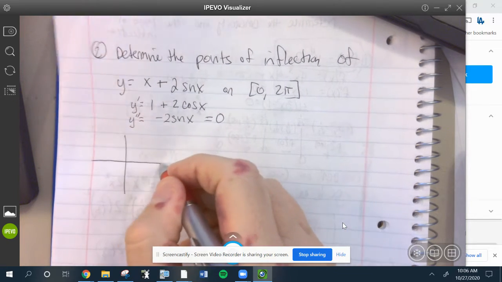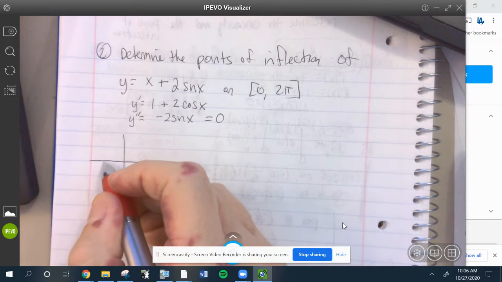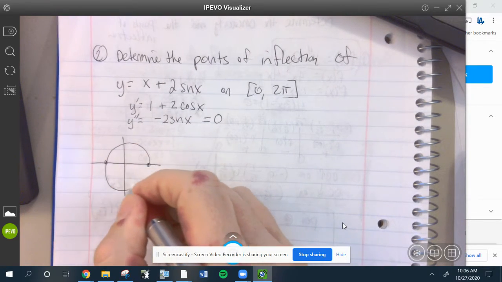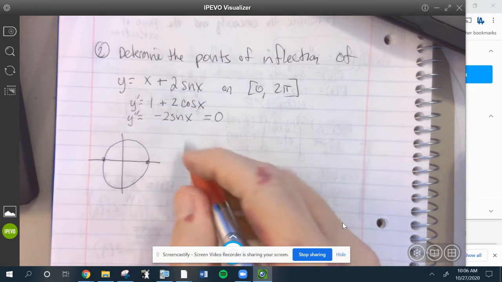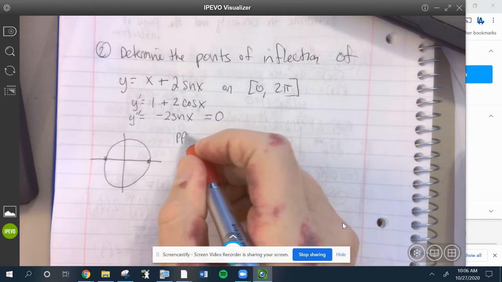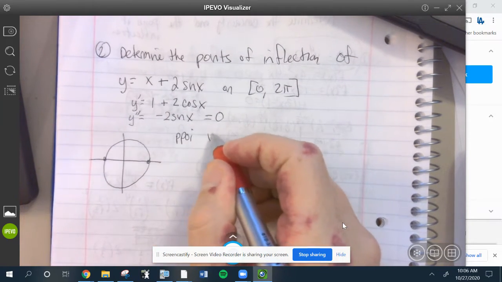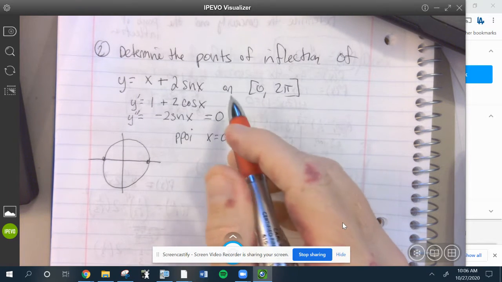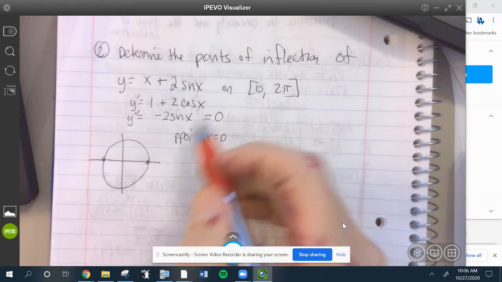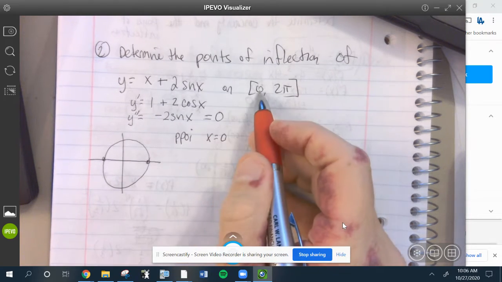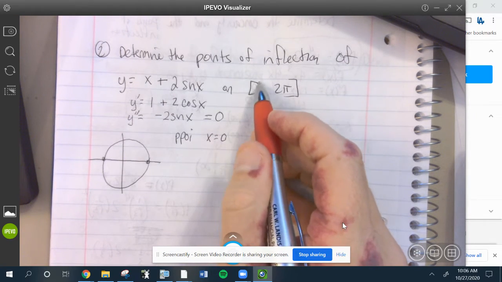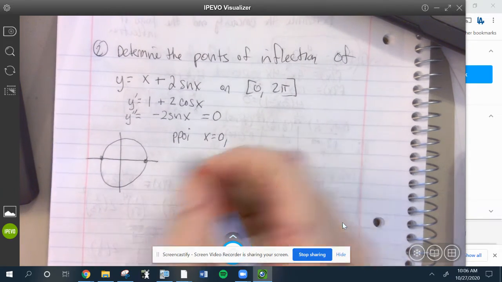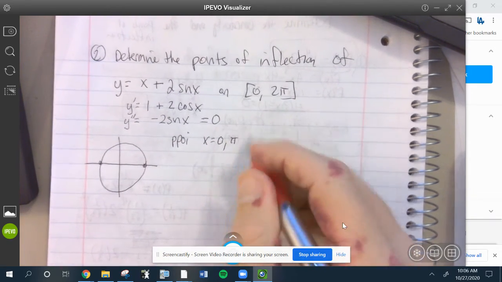Well, that's where y equals 0, so right here and right here. So our possible points of inflection are x equals 0. It may be a point of inflection, and maybe we should consider it because it's in the interval, so pi and then 2 pi.